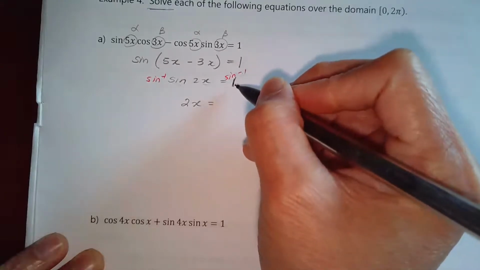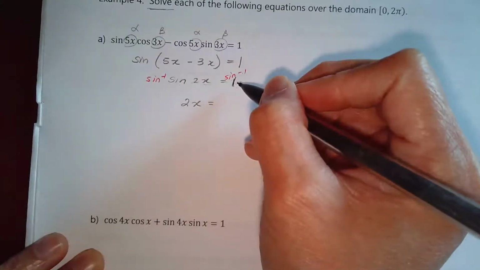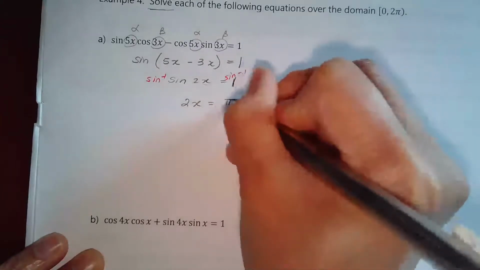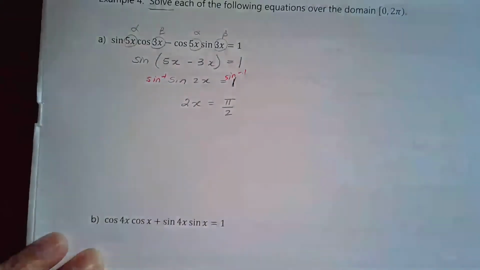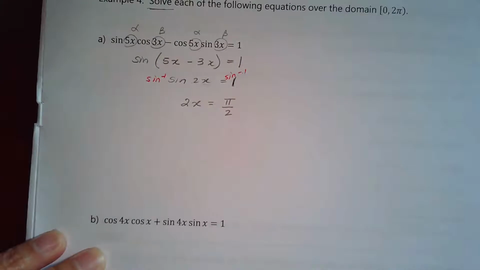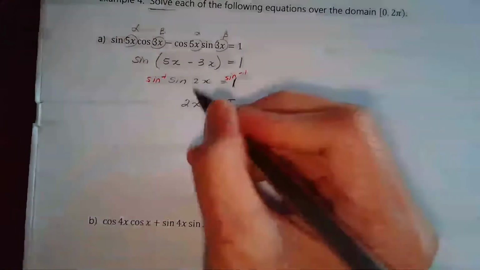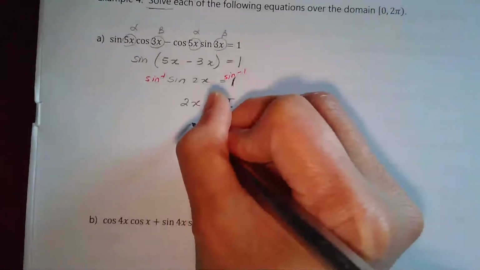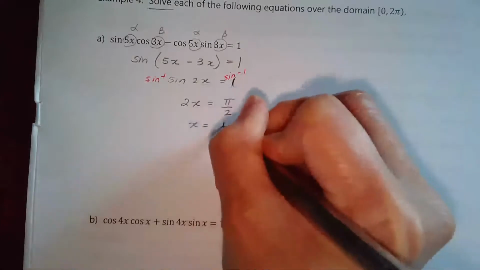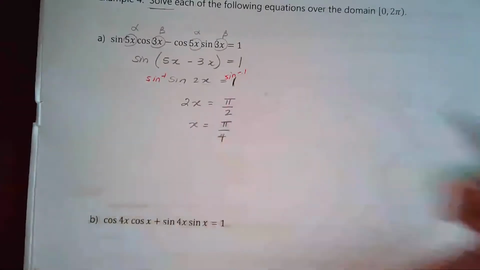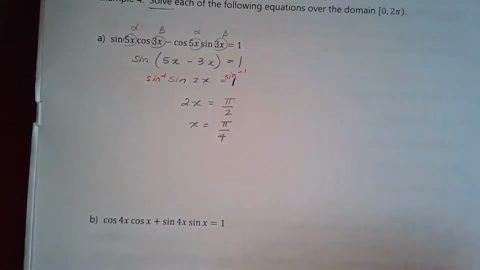Sine inverse of 1 gives us pi halves. Sine inverse of 1 is pi halves. And then we're solving for x, so divide by 2. So x is equal to pi by 4. So x is pi by 4.